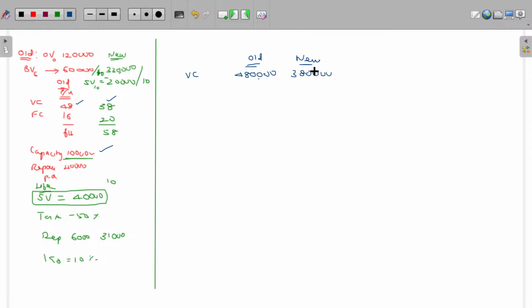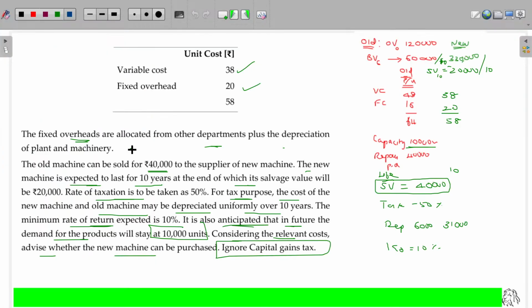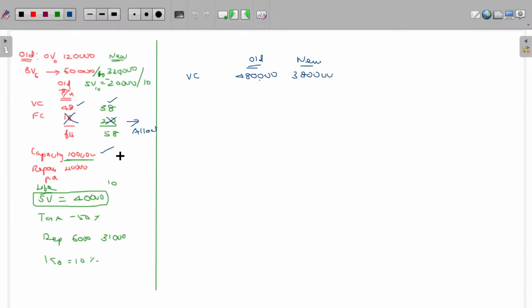Now, you forget about the fixed cost because it's only allocation. This fixed cost is not exclusive for the machine. It's allocated from the common costs. Fixed overheads are allocated from the other departments, plus the depreciation of the plant and machinery. So we have the depreciation also in fixed cost. Clear? Allocated means already there is a cost. Whether you use this machine or not, this cost is to be incurred. Right? So as we fix the machine, immediately we allocate the cost for the machines.